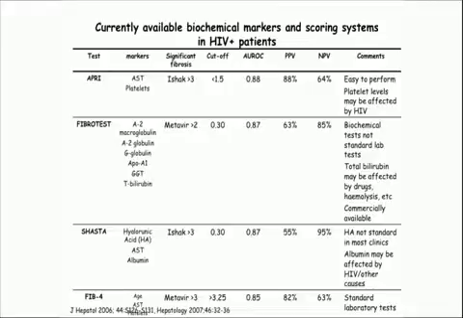So currently available biochemical markers and scoring systems that have been evaluated in HIV positive patients are APRI and FIB4, which are very common because they use markers that are commonly and routinely available in labs, and there are all of these others that are a bit more complex. You need to be aware that many of these markers use bilirubin. So if you've got patients on boosted atazanavir, for example, you may get false readings, and there are some tests that now correct for the hyperbilirubinemia that you can get with atazanavir.